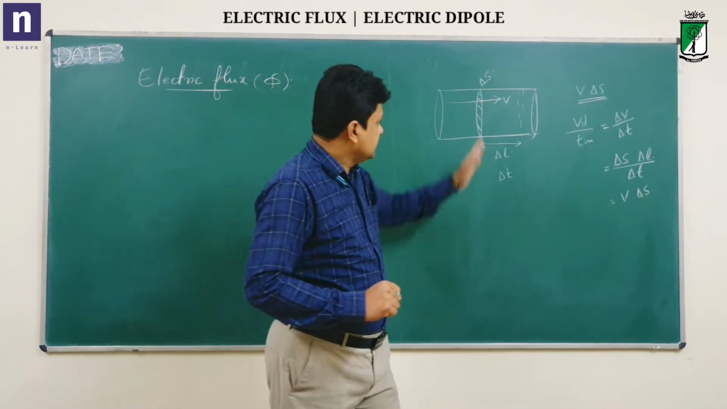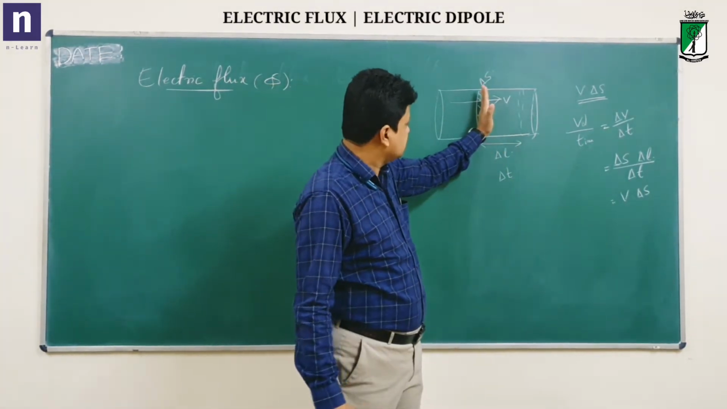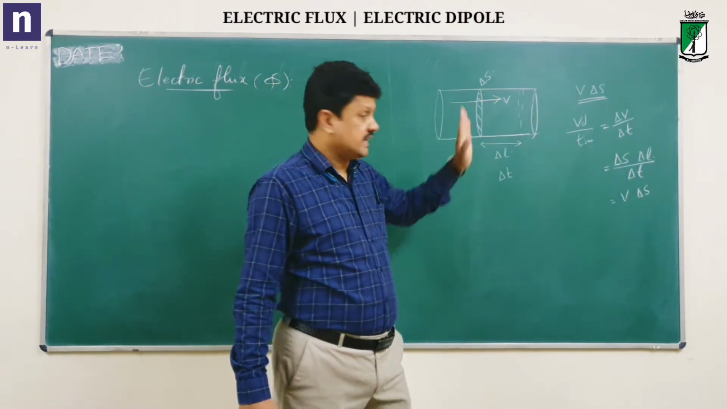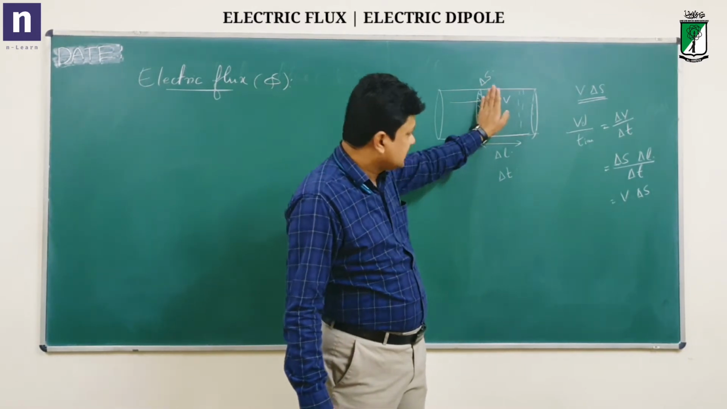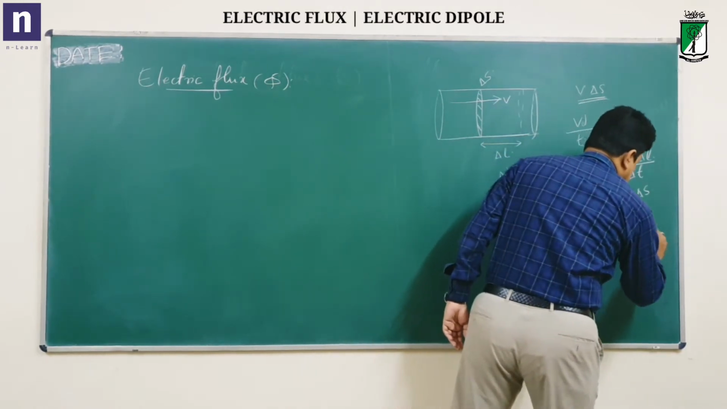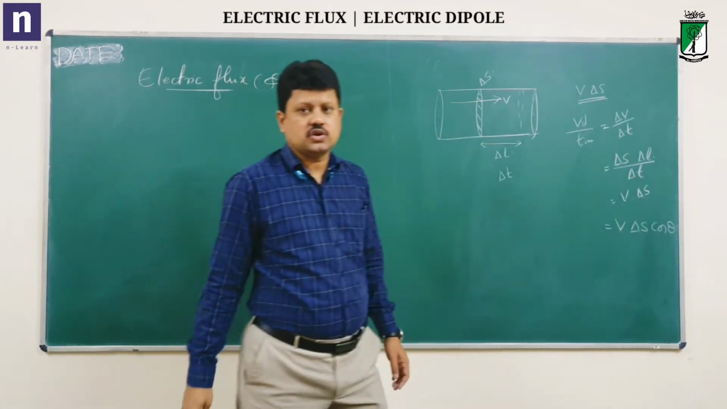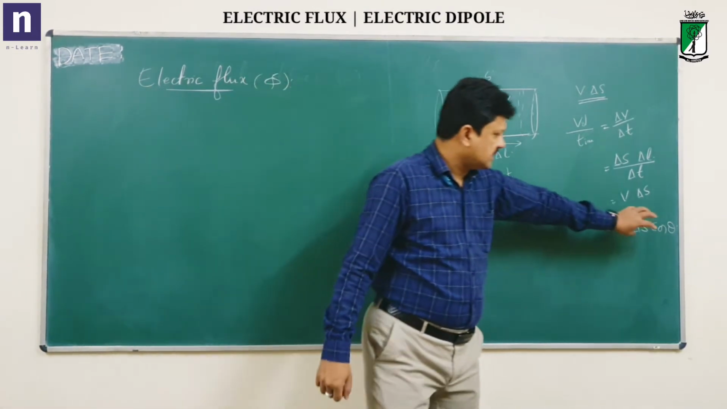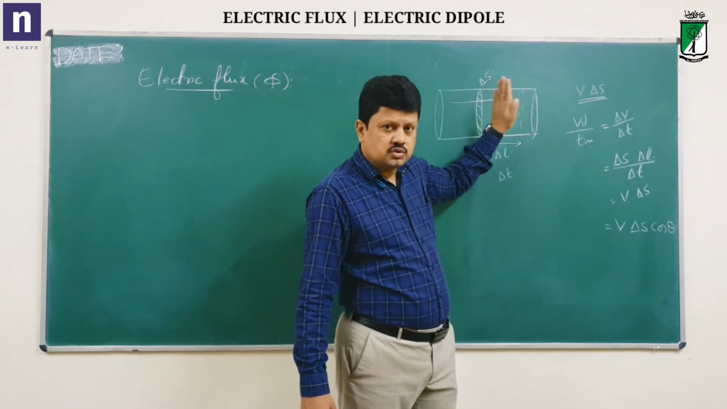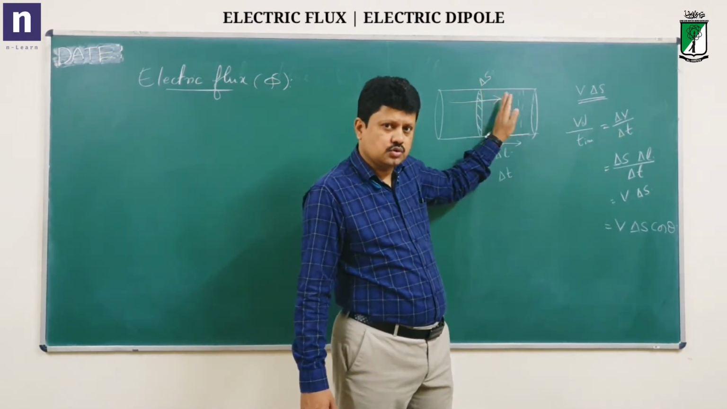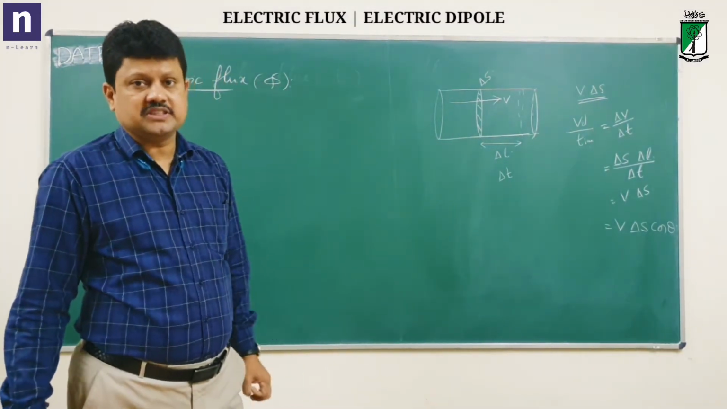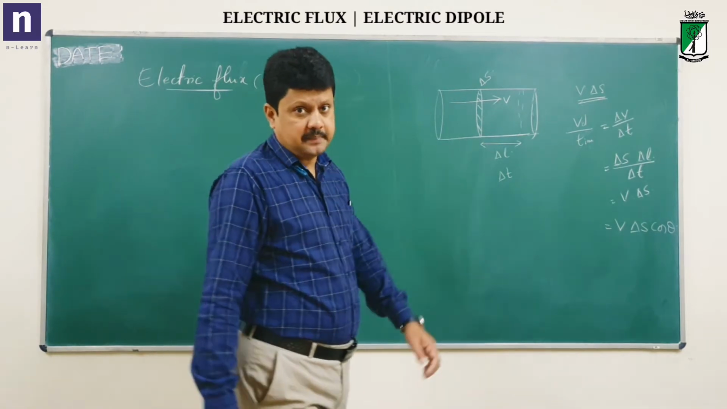Now what if this area of cross-section is not exactly perpendicular to the water flow? If I want the flux through an area which is slightly tilted with respect to the water flow, then we get V delta S cos theta. So cos theta is another factor which tells you that theta is the angle from normal to the cross-sectional area to the direction of flow of water. So that is water flux, the volumetric flux of liquid flowing through a pipe.